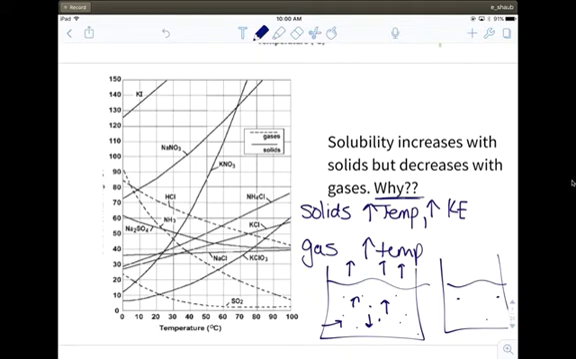Best example of this would be pop. If you've ever had a 2-liter pop or a can of pop and you have it accidentally sitting out in a car for a long period of time, or if you just don't put it back in the fridge, it seems to go flat. The reason is because those gas particles eventually will escape the solution.